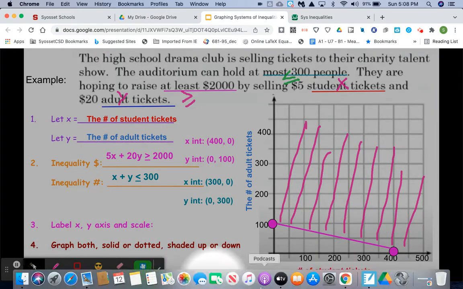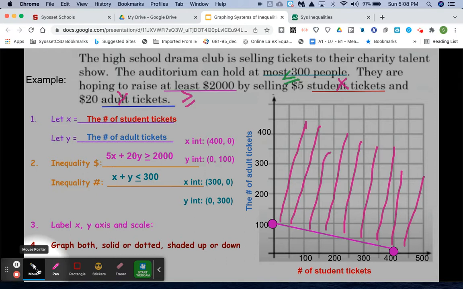Okay, next thing, I do want to label that. So I label my inequality someplace a little bit out of the way. 5x plus 20y is greater than or equal to 2,000, just to show where it is. Now, the next inequality, x plus y is less than or equal to 300, I know my x-intercept, 300, 0, right here, and my y-intercept, 0, 300, right here.